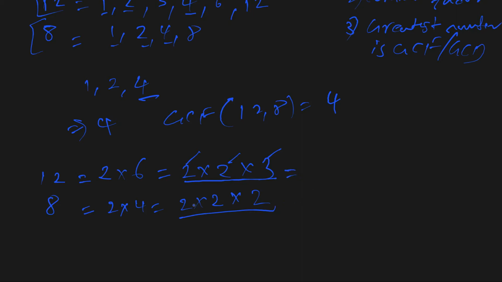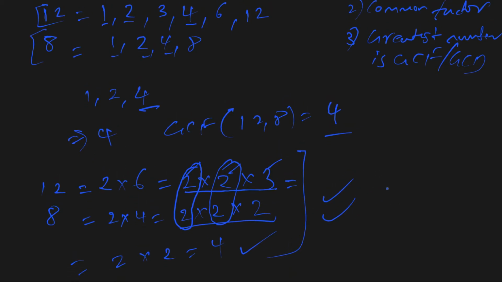And then once we have these numbers, we will again try to find the common numbers. So 2 is common, and then again 2 is common. Then we multiply both the common numbers. So 2 times 2, and we get 4. So the GCF by using method 1 or method 2 is the same number. Ideally, I prefer this method because it's just easier.